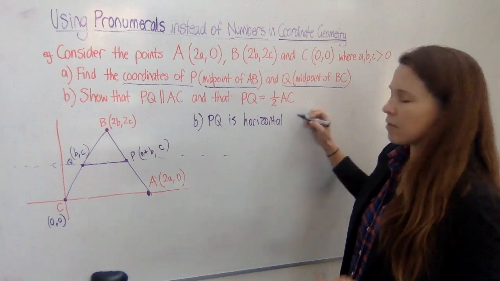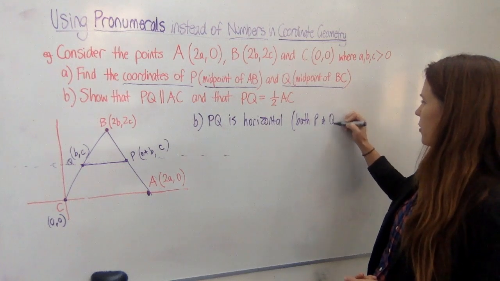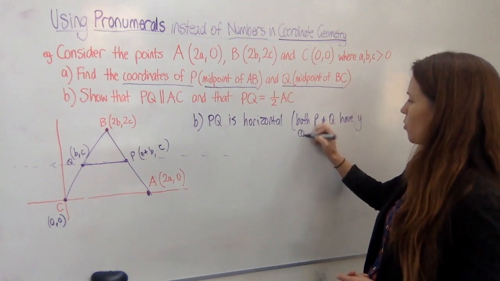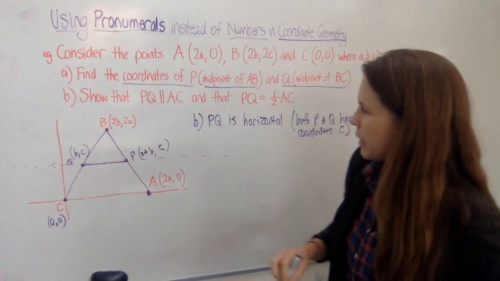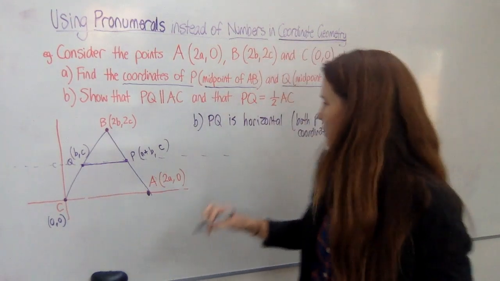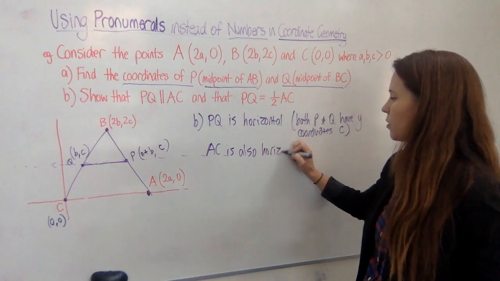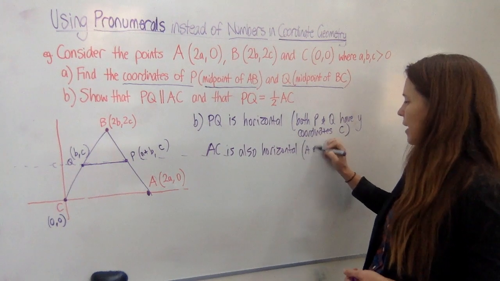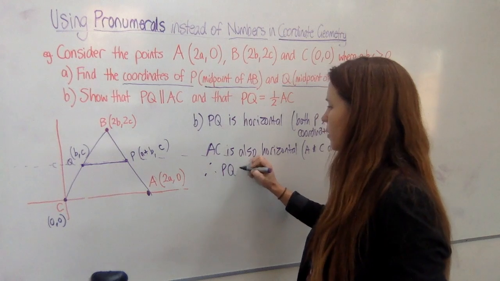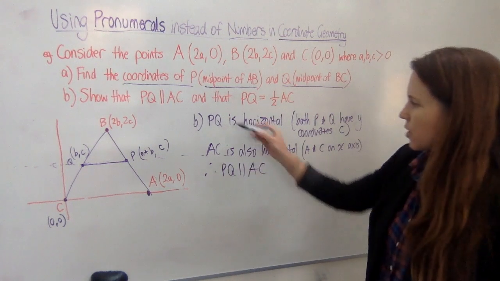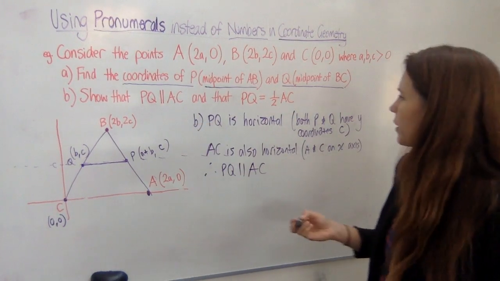Now, if you write something down, write in brackets how you know it. Let's say both P and Q have y coordinates c. Okay, now what about the other line, AC? Well, they're both on the x-axis, aren't they? So we'd write AC is also horizontal, A and C on x-axis. Therefore, PQ is parallel to AC. So you state what you know, and then you use that to answer, and you've shown that that's the case.